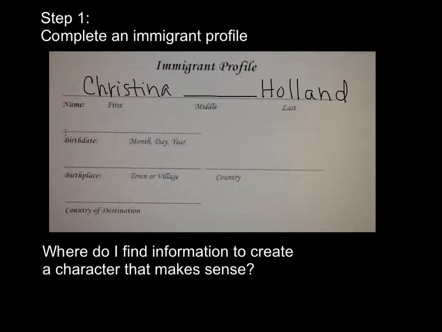When I come to the birth date, I want to think about when they came over. Now, there is some immigration going on today for Germans, but not quite as much as in the past. So I might think about a year, and I might think about maybe the Holocaust was going on. So people were coming over because they didn't like what was going on in Germany. The birthplace might get a little bit trickier. We might have to actually look that up online. And the country then is Germany. The country of destination for everyone then is America.